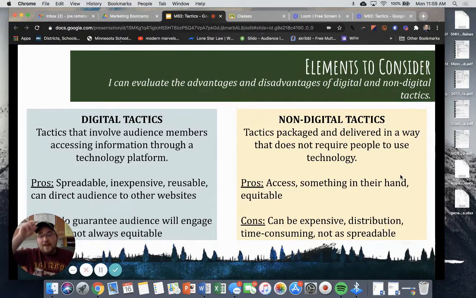So if I mail something to you, you're probably not going to go ahead and distribute that to other people. You might put it on your fridge and your family members might see it, but it's not as spreadable as something on your phone or in an app.